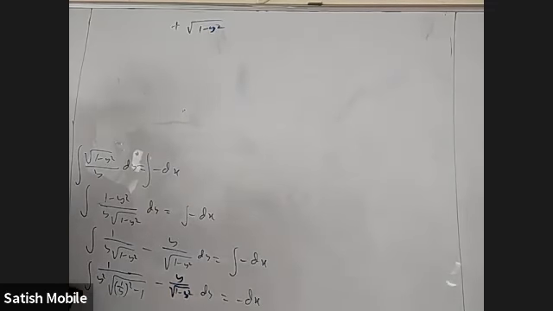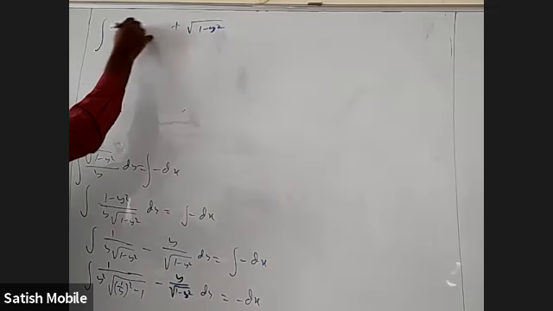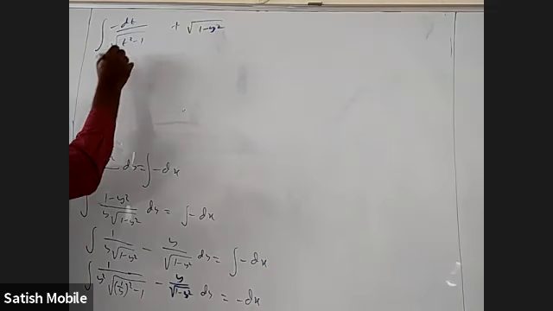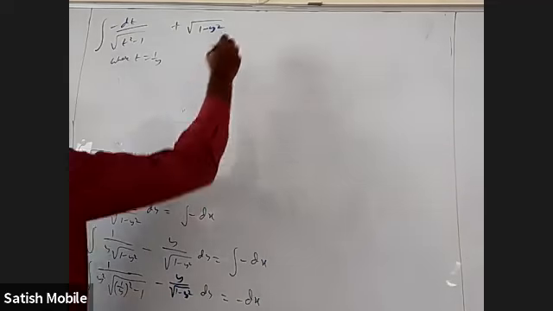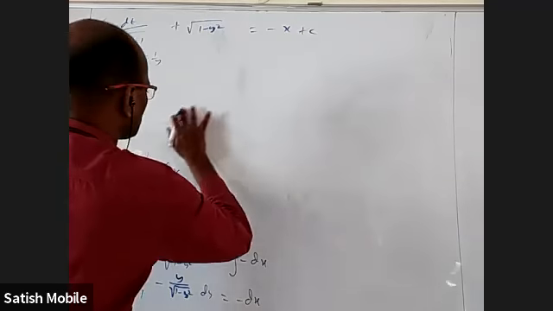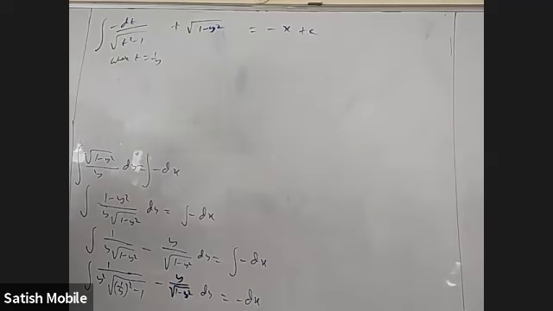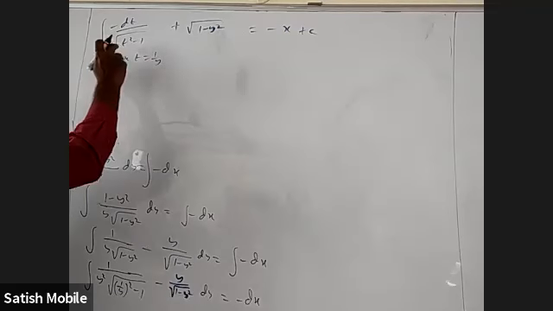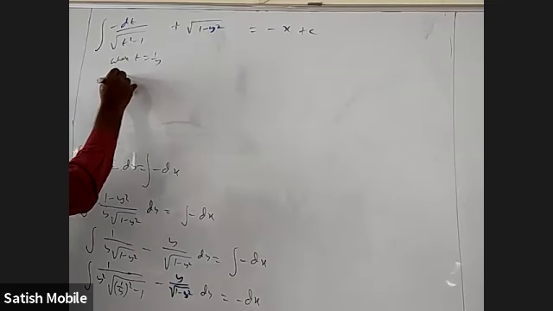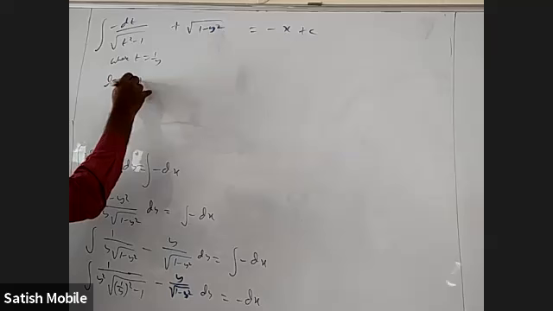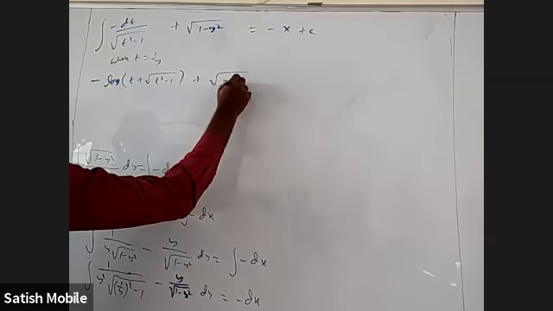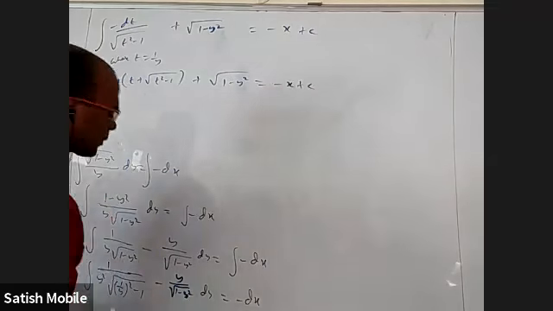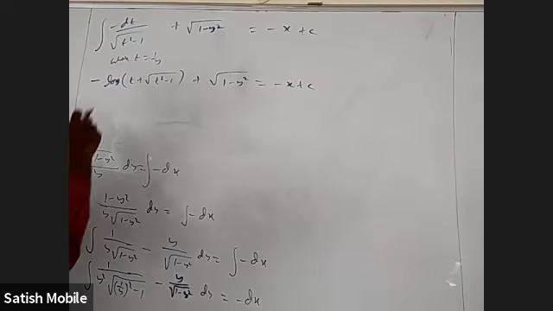I will take this as t, this will become minus dt. Integral minus dt by root over t square minus 1, where t is equal to 1 by y. Here minus x plus c, I integrated it. Now the integral of this is log t plus root t square minus 1, with a minus, plus root over 1 minus y square equal to minus x plus c. t is 1 by y.